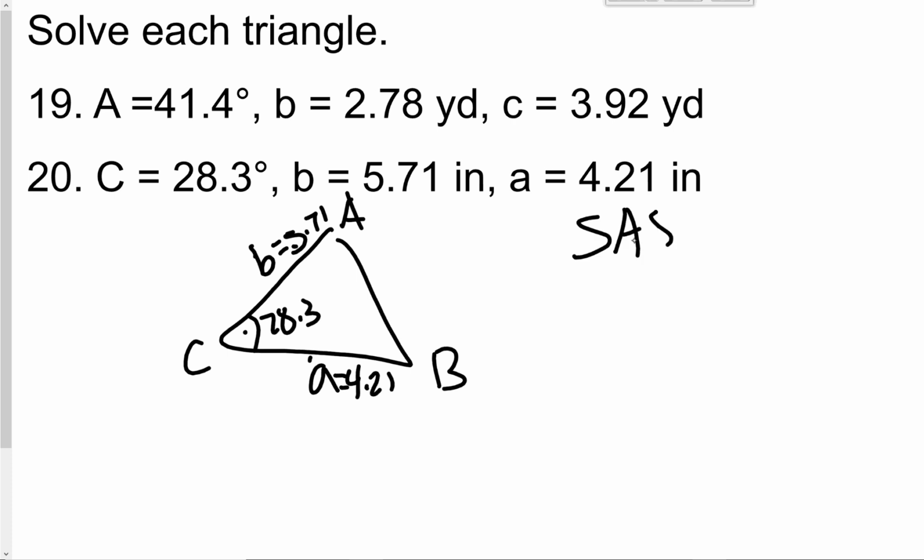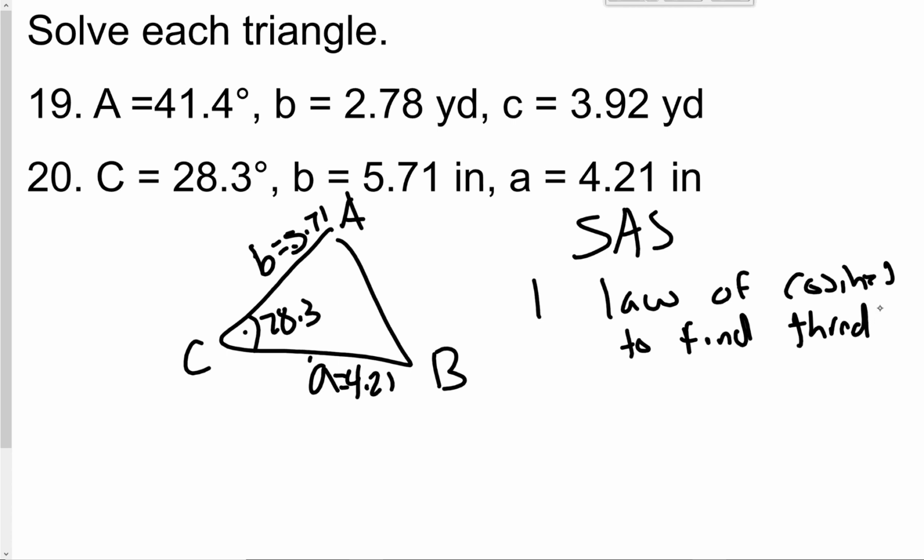So I have SAS. There are some different cases of dealing with side, angle, side, and how we want to do it. We want to find the third side using law of cosines, because normally I can use a squared plus b squared equals c squared, but here I don't have a right triangle. So I'm going to use law of cosines to find the third side. That's my step 1.